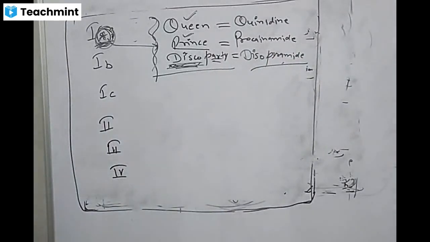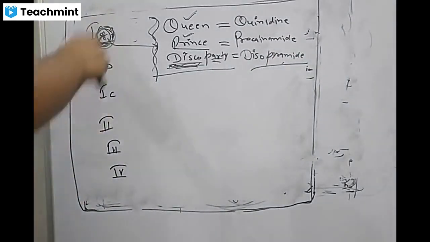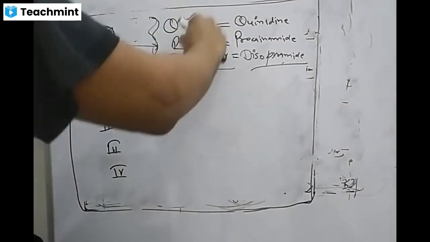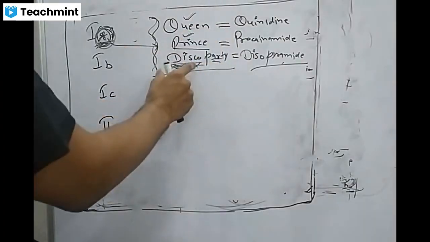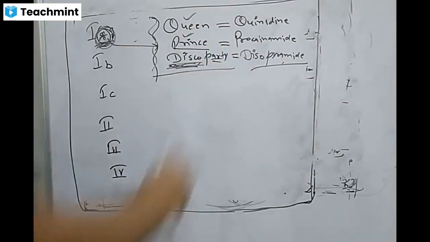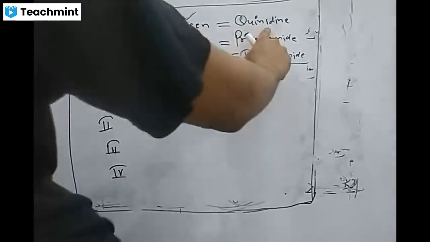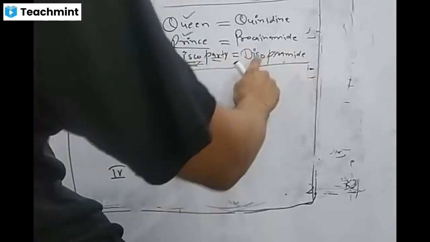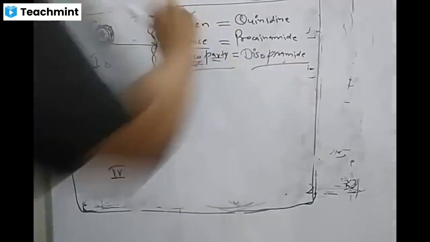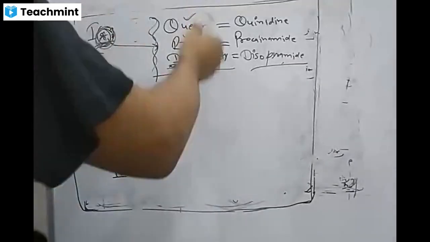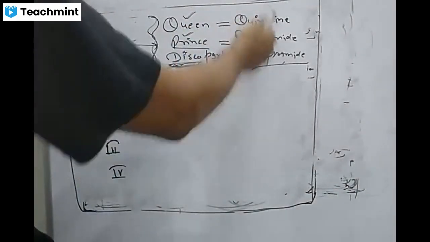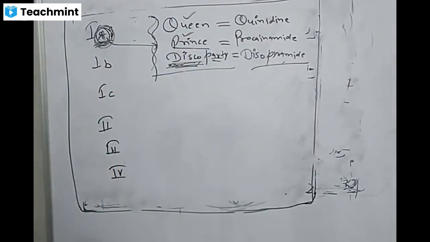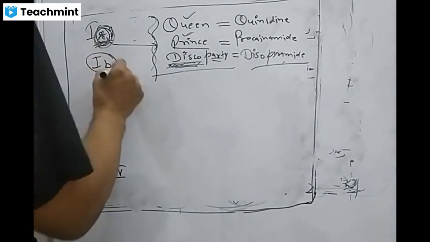So there are three drugs in class A. These people live a class A life like a queen, like a prince, and they also go to disco parties. So queen is quinidine, prince is procainamide, and disco party is disopyramide. So these are three examples of the lifestyle of class A people. Next is class 1B.